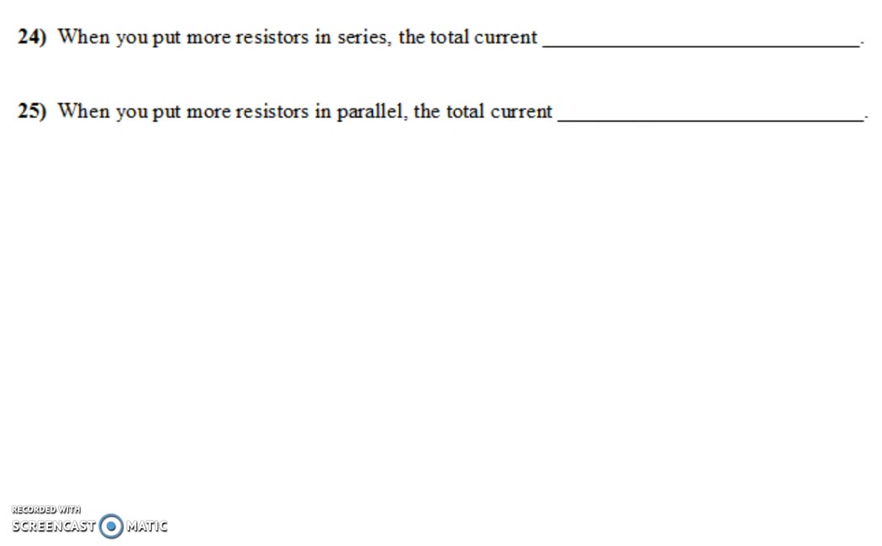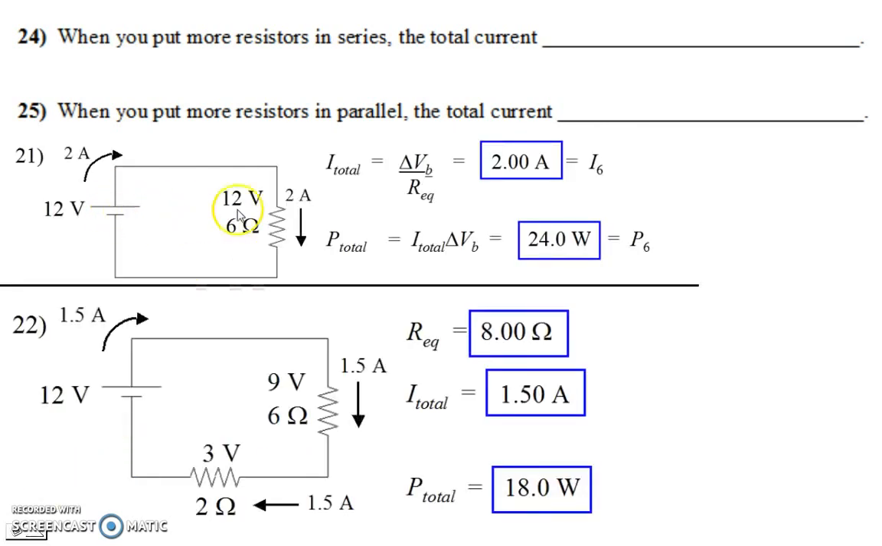Okay, so here we're really making comparisons, which is why I said we're going back and analyzing 21, 22, and 23. In 24 and 25, we're seeing what happens when you put more resistors in the circuit. So here's our original circuit, problem 21, with just a single 6 ohm resistor. And in 22, we put another resistor in series with the 6 ohm resistor. So really we're comparing the circuit in problem 22 to the original circuit in problem 21. So we put more resistors in series.